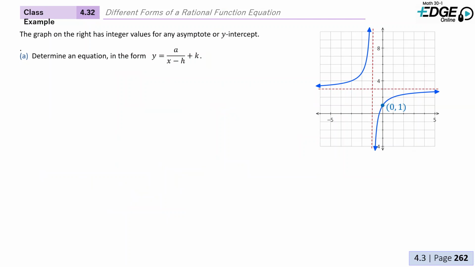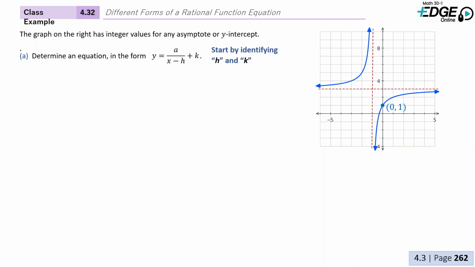Class example 4.32. The graph on the right has integer values for any asymptotes or y-intercept. Determine an equation in the form y is equal to a over x minus h plus k. So first thing I want to point to is the fact that it says integer values for any asymptotes or y-intercepts. It's really just telling you that if it looks like our asymptote there is at -1, it actually is at -1. Okay.